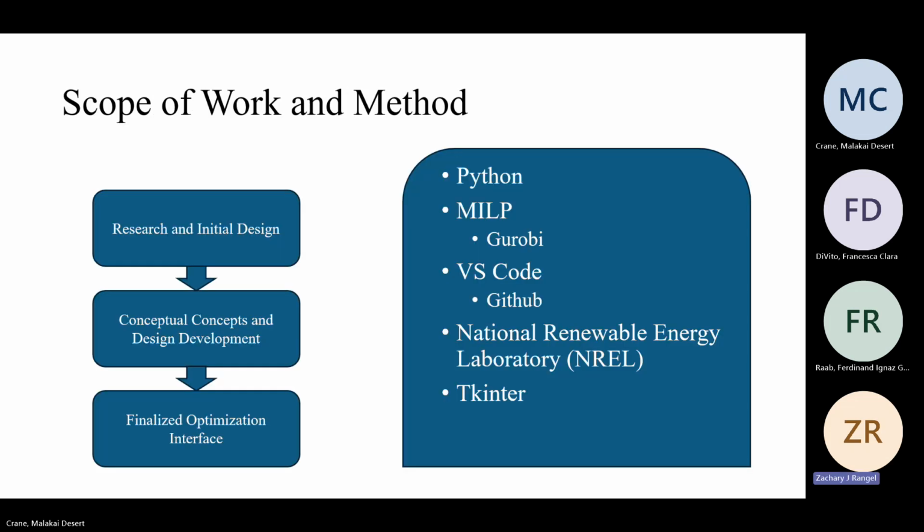For our scope of work and method, we started out with research and our initial design. That made us construct our rough drafts. We built on those drafts and ideas to develop concepts. Then from those concepts, we finalized them into a finished product. We used resources, as you can see to the right, like Python, Gurobi, GitHub, VS Code, NREL, and tkinter.